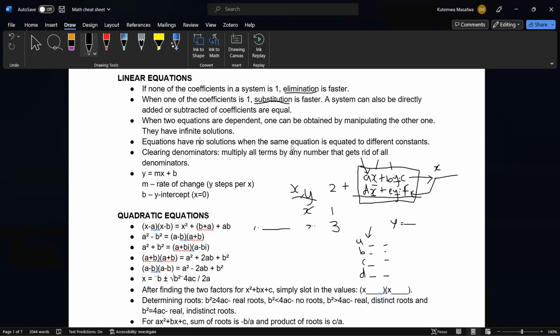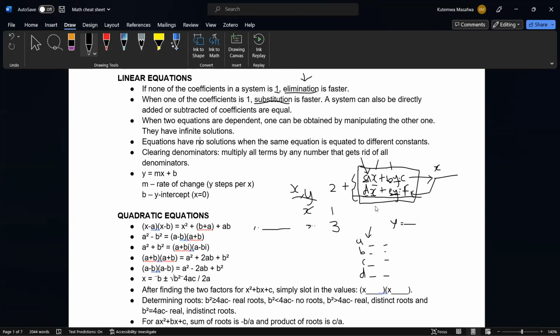Okay, so now let's look at them independently. What should make you use elimination and what should make you use substitution, right? So for elimination, we said you are either subtracting the system or adding the system to get rid of one of the variables. So what should make you use elimination? What makes elimination fast is if none of the coefficients in the system is 1. And just to clarify, when I say coefficients, I'm talking about the A, B, D, and E. I'm talking about the numbers that appear before the variables.